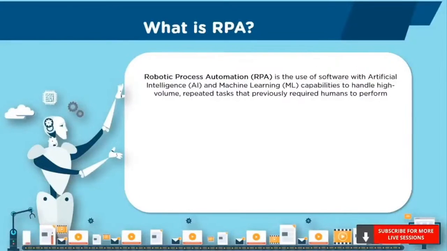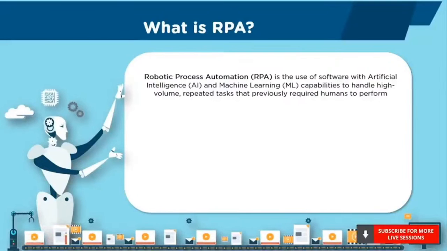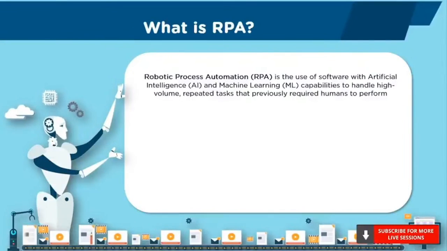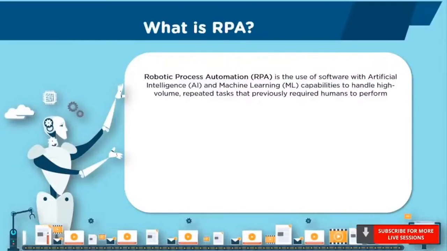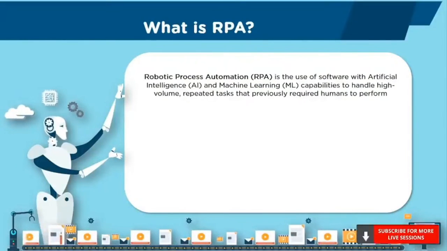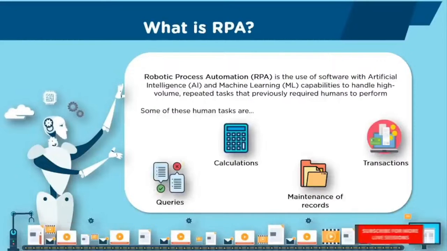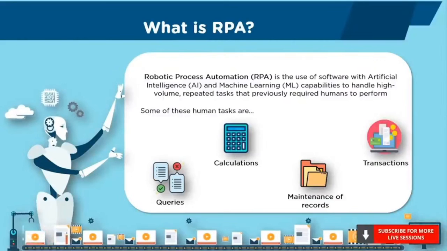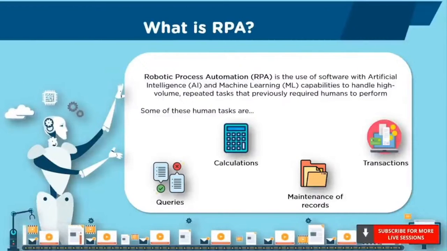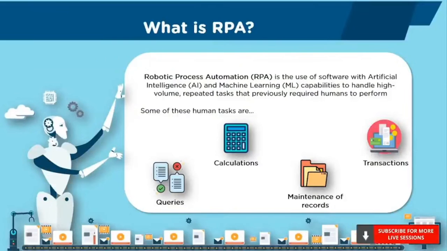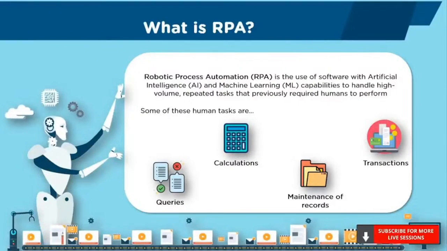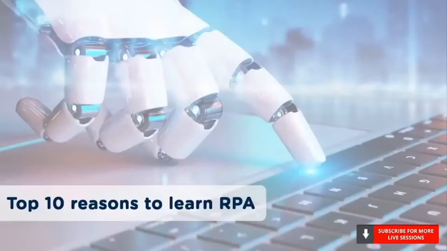Robotic process automation is the use of software with artificial intelligence and machine learning capabilities to handle high volume repeated tasks that previously required humans. Some of these tasks include addressing queries, making calculations, maintaining records, or even making transactions. So why is RPA gaining popularity so rapidly, and why do companies and techies have RPA perspectives? So here are the 10 reasons why one should learn RPA.